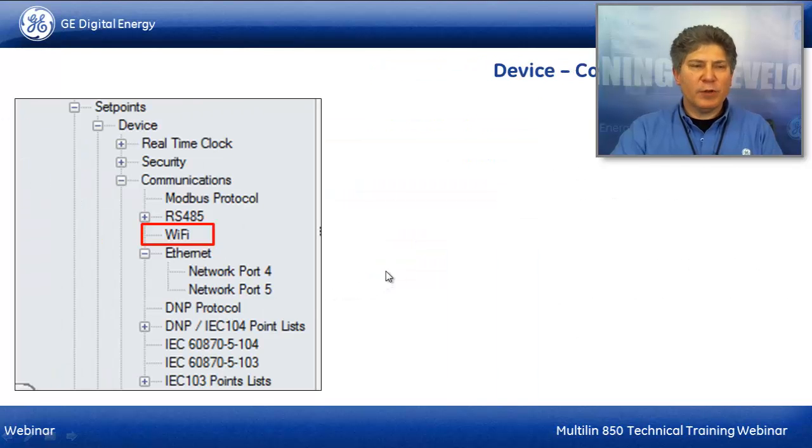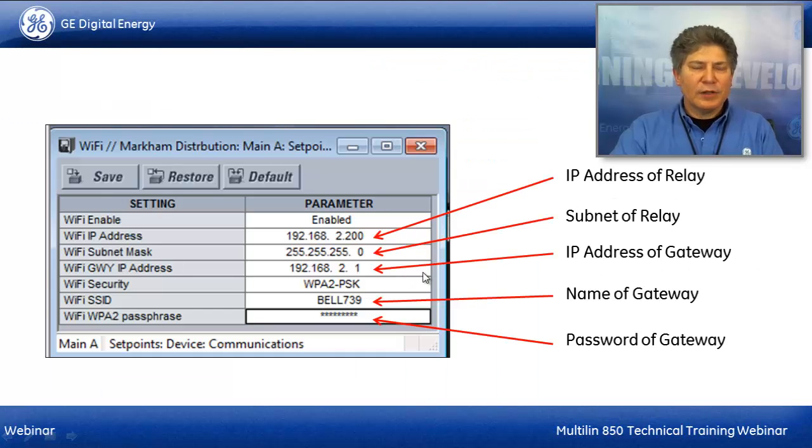The Wi-Fi communications. So this is the screenshot from the Wi-Fi. It allows us to turn it on or off. We get to put in the IP address of the relay itself, the IP address of the gateway, the security level that's being used, the SSID for the gateway, and the password within the gateway itself, the passphrase.